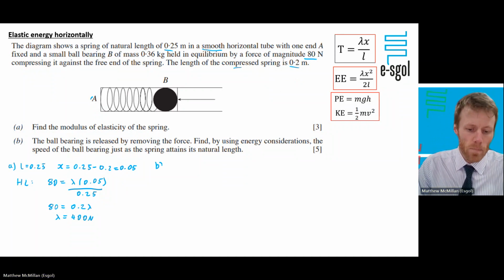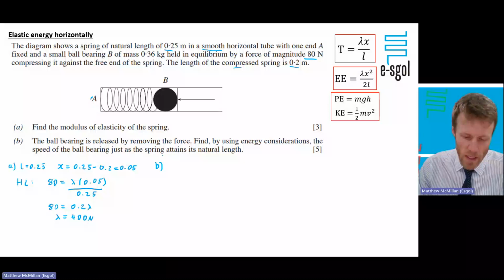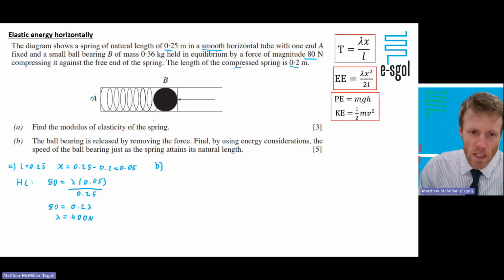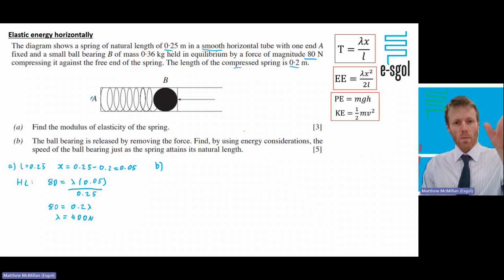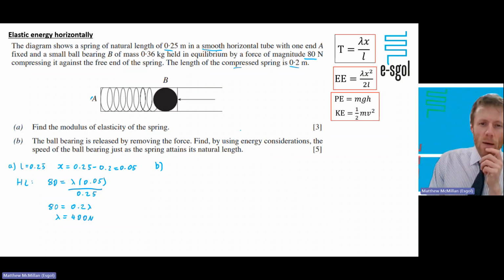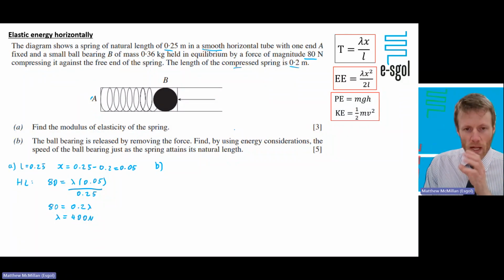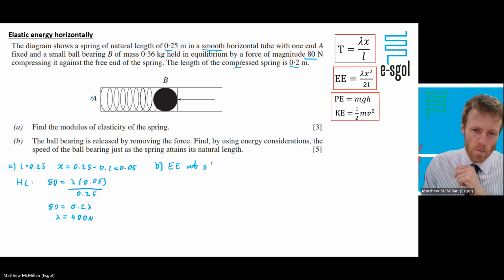Part B, the elastic energy at the start. Let's have a read of this. The ball bearing is released by removing the force. Find, by using energy considerations, the speed of the ball. So we aren't going to have to worry about potential energy because this thing is not being held under gravity. We don't have to worry about any friction, although in real life there would be friction. So really we're thinking it's got elastic energy at the start, which we do want to work out.